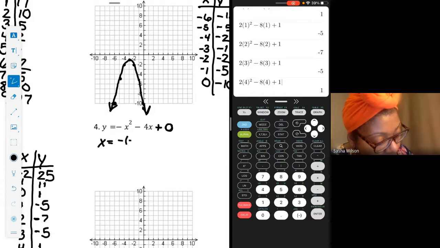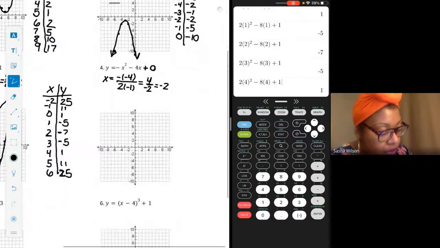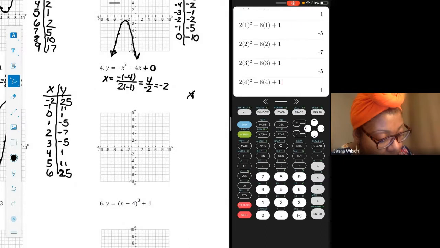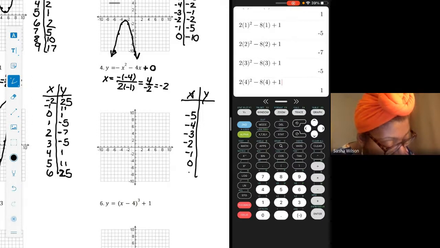So negative parentheses negative 4 over 2 times negative 1. So that turns into 4 over negative 2, which reduces to negative 2. So when we go to make our table of values, our x value, or the vertex of our x value, would be at negative 2. Very important to make sure we pick numbers that are smaller than negative 2 and numbers that are bigger than negative 2, and plug it into our equation.